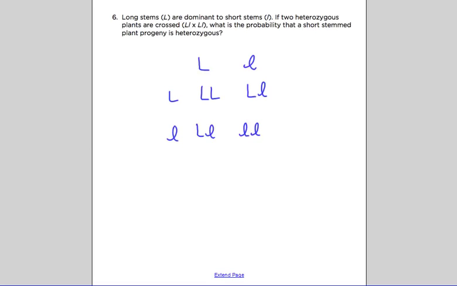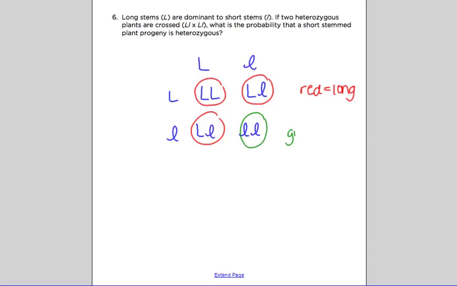The phenotypes: this one here is homozygous dominant, so that is going to be long. These 2 heterozygotes are also long, so red equals long. Now the 1 homozygous recessive, that's going to be the 1 short progeny, so green equals short. So the question says, what is the probability that a short stem plant progeny is heterozygous? Now the probability of that is actually 0, because if you are a short stem plant, you have to be homozygous recessive. So the answer equals 0.